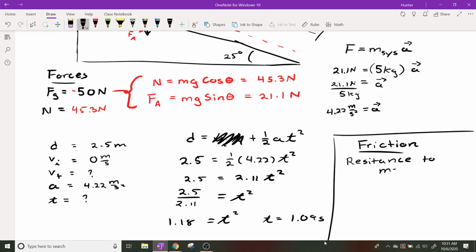Now, we can't measure all those jagged edges, so we have to come up with a way to describe it without saying how many jagged edges you're going to have per centimeter squared of an object. That would be crazy. So what we're going to do instead is create something called a coefficient of friction. This symbol that looks like a U with a little tail is the Greek letter mu. It is called the coefficient of friction, and we're going to be using this a lot.